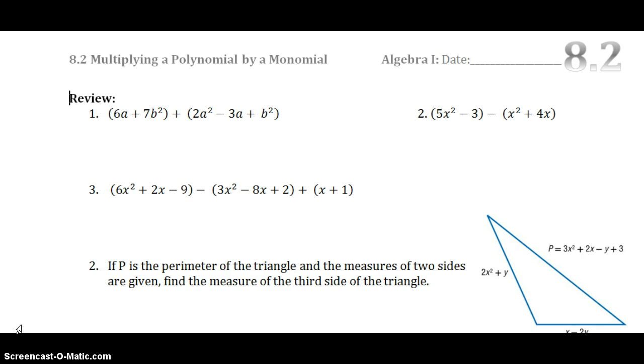Algebra students, we're getting ready for Chapter 8, Section 2, where we're going to be learning to multiply a polynomial by a monomial. But first, let's make sure we are comfortable with adding and subtracting polynomials. So pause the video here and try the review, and come back in just a second. We'll check and see how you did.